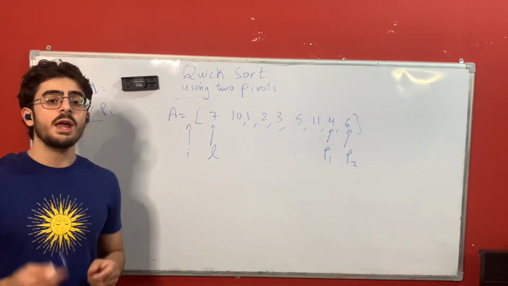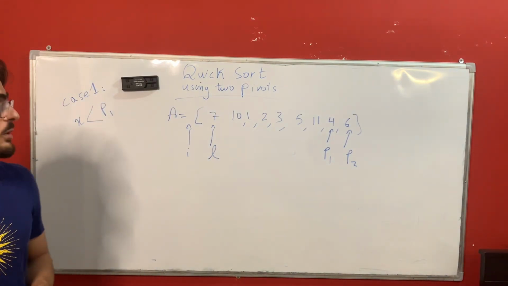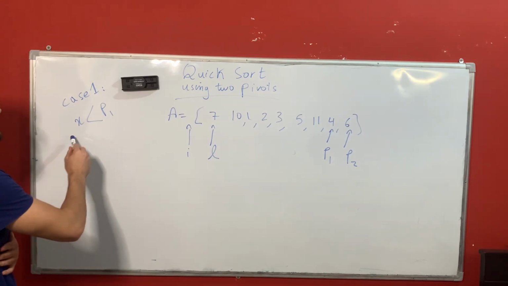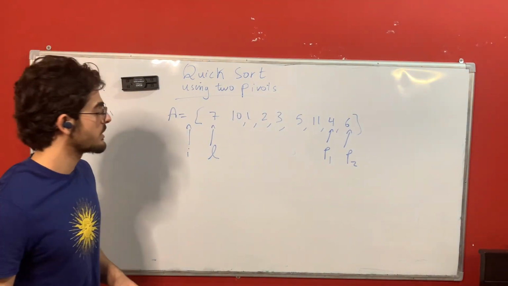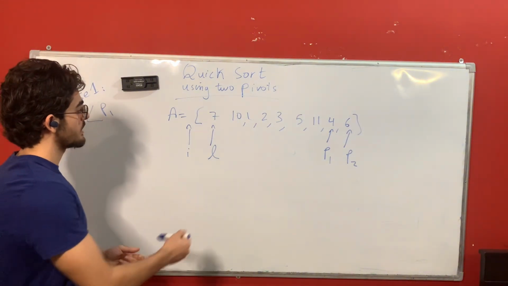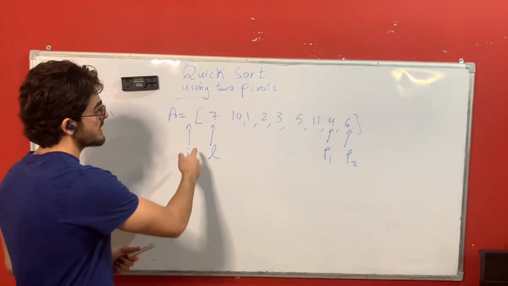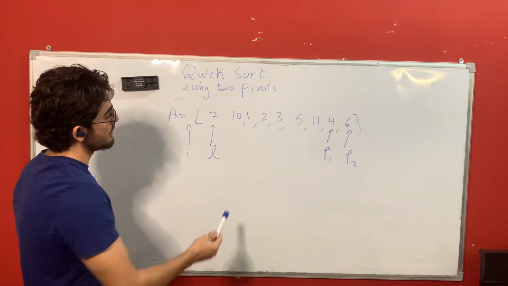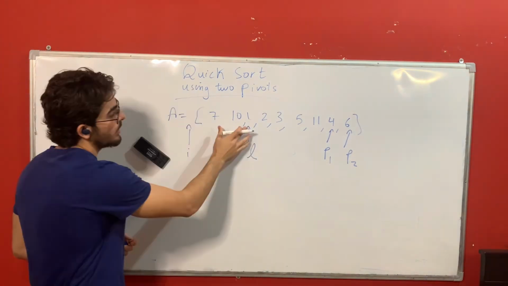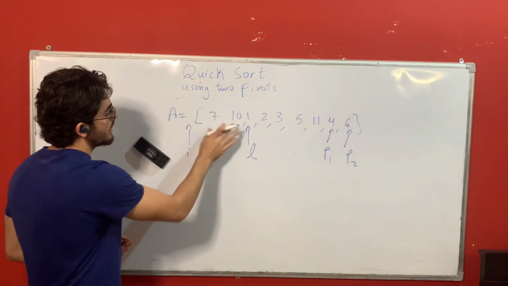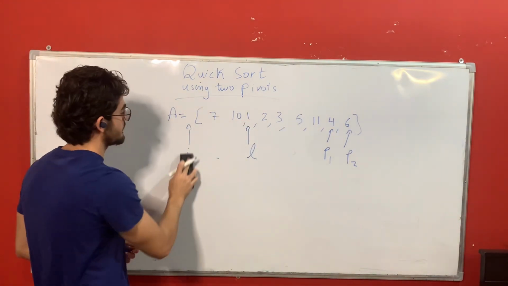Now the following will address the first case scenario we have, which are the numbers that are less than P1. In our case, P1 is equal to 4. So we start iterating. L is now pointing to 7. 7 is greater than 4, we continue. The same goes for 10 until reaching 1. 1 is less than 4, so we swap 1 and 7 after incrementing I.